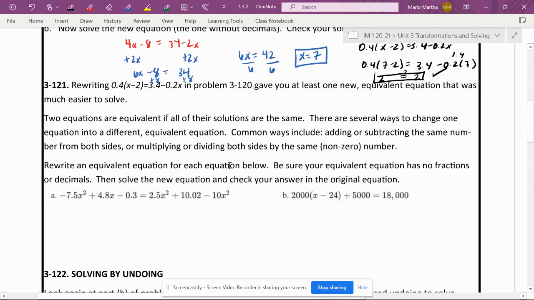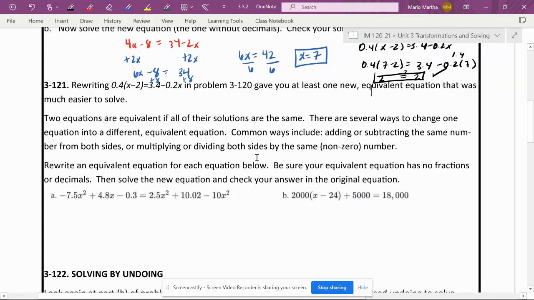Common ways include adding or subtracting the same number from both sides, or multiplying or dividing both sides by the same non-zero number. Rewrite an equivalent equation for each equation below, and be sure your equivalent equation has no fractions or decimals, and then solve the new equation and check your answer in the original equation. So again, we're going to do the same thing.